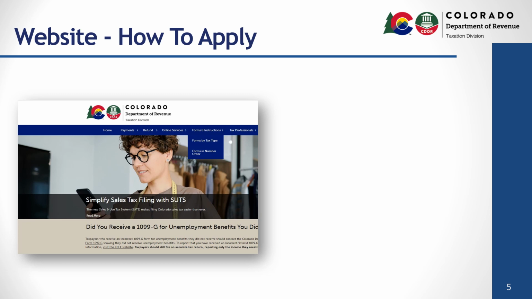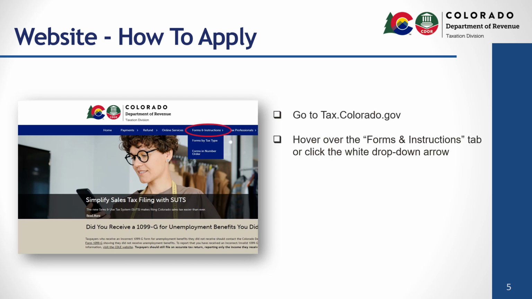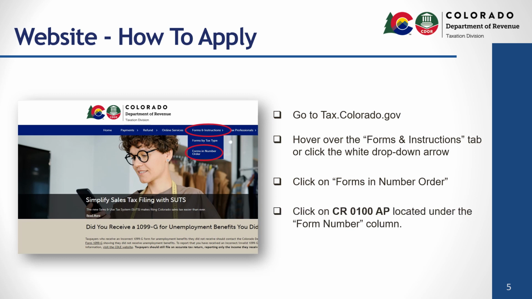To apply, go to Tax.Colorado.gov, hover over the Forms and Instructions tab or click the white drop-down arrow, click on Forms in Number Order, and then click on CR0100AP, Colorado Sales Tax and Withholding Tax Account application, located under the Form Number column. It's the first form listed. You can also register for a sales and withholding account online at mybiz.Colorado.gov rather than filing the Form CR0100AP.